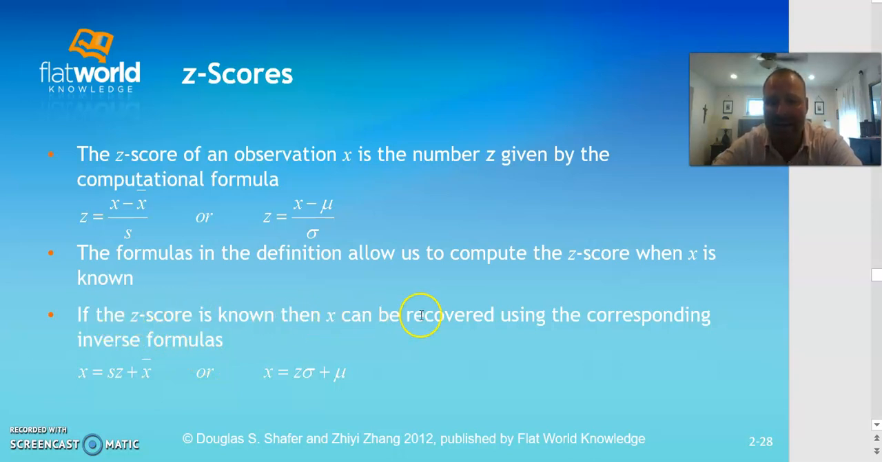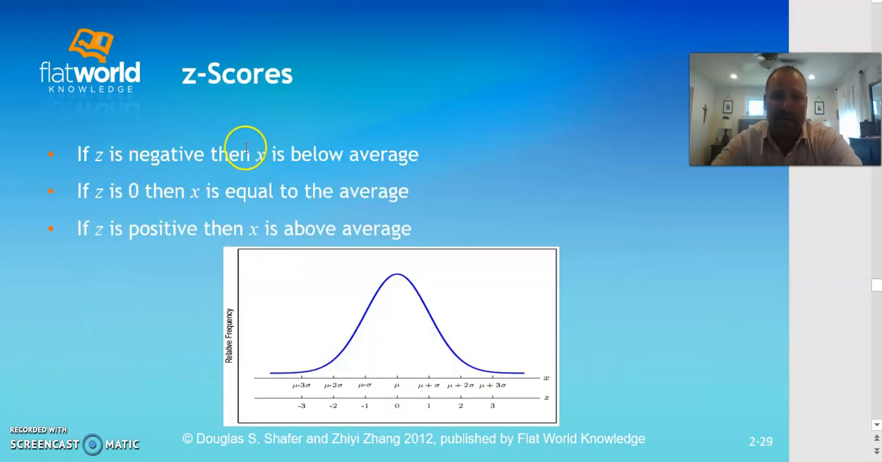If the z-score is known, then X can be recovered using the corresponding inverse formula, right? So this inverse formula is just a manipulation of these formulas here to help us solve for X. That's all it is. Don't overcomplicate it. If z is negative, then X is below average. If z is 0, then X is equal to the average. And if z is positive, then X is above average, okay? Now, what we mean by that, all right, these are all values that are going to be between -1 and 1 that are going to help us to figure out exactly what percent is less than that particular data point.